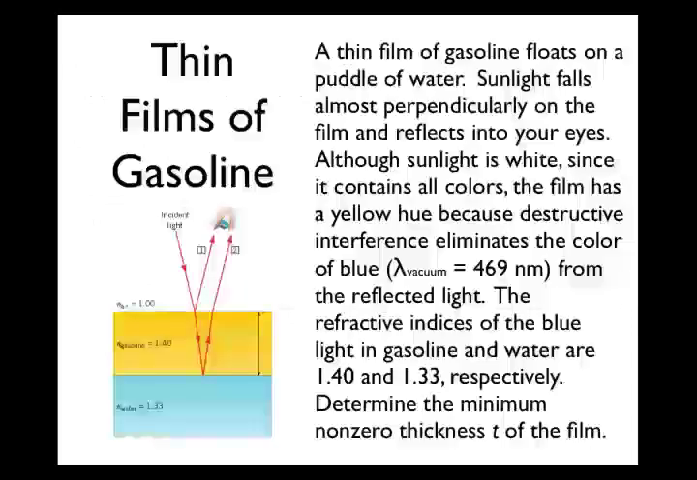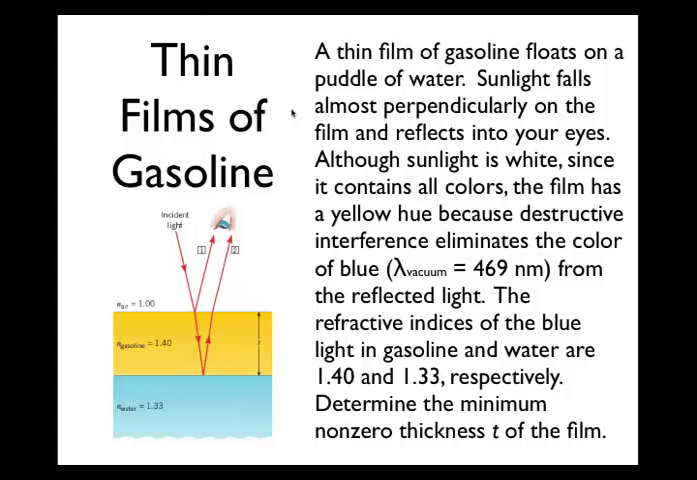So back to a problem with thin films and gasoline. If we assume the thin film of gasoline floats on a puddle of water and sunlight falls almost perpendicularly on the film and reflects into your eyes, sunlight is white, but since it contains all colors, this film of gasoline that we look at has a yellow hue in the specific place that we're looking because destructive interference eliminates the blue light from the mix of sunlight there. The refractive indices of the blue light in gasoline and water are 1.4 and 1.33 respectively, so determine the minimum non-zero thickness of the film.